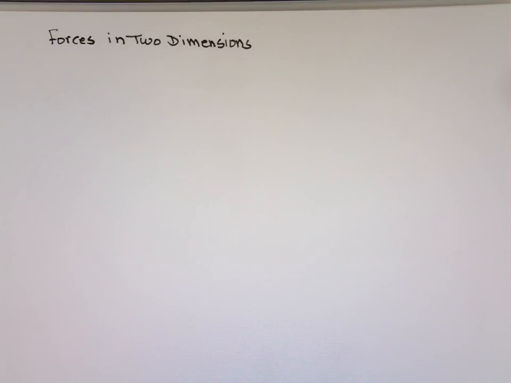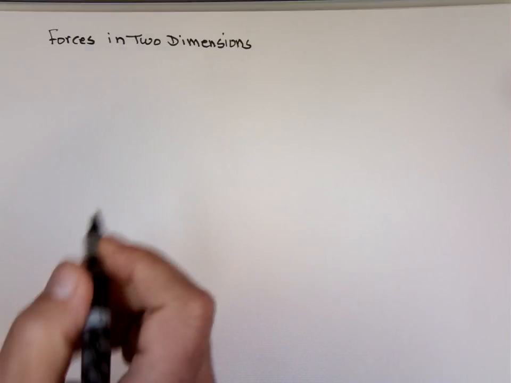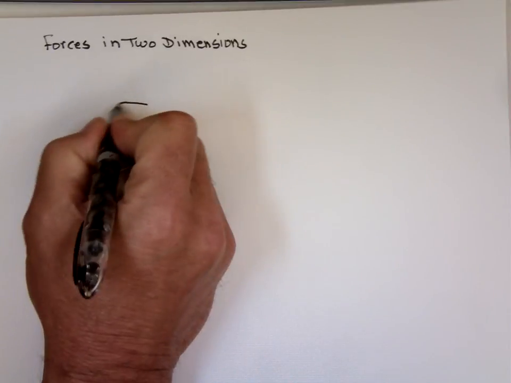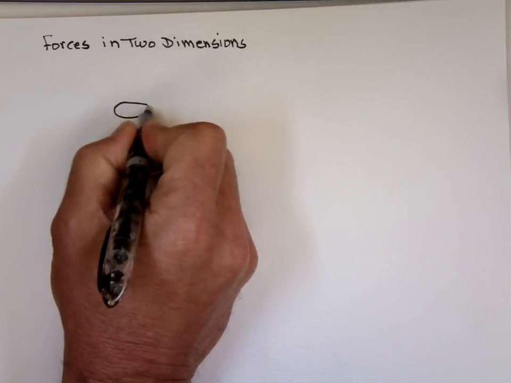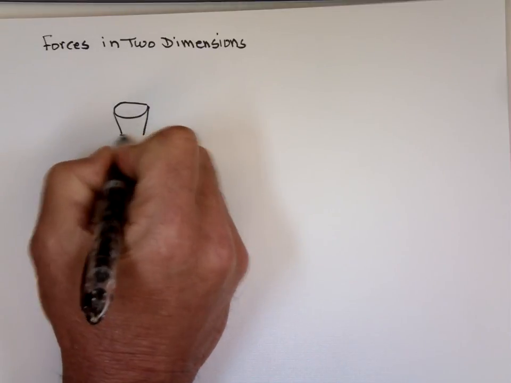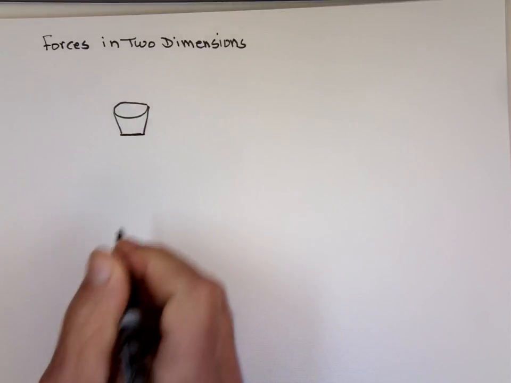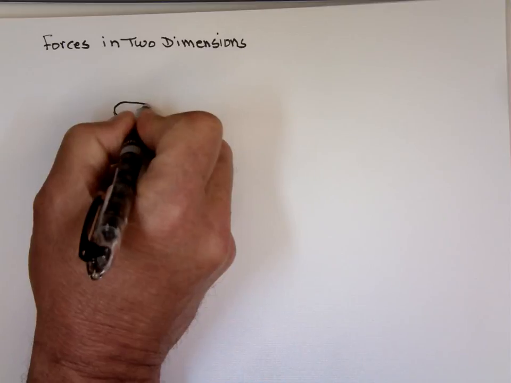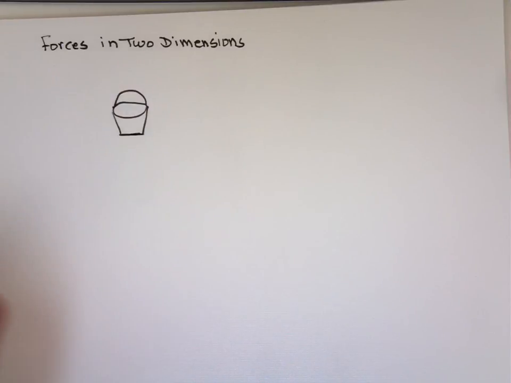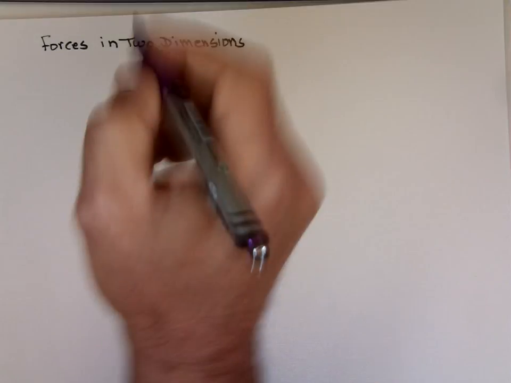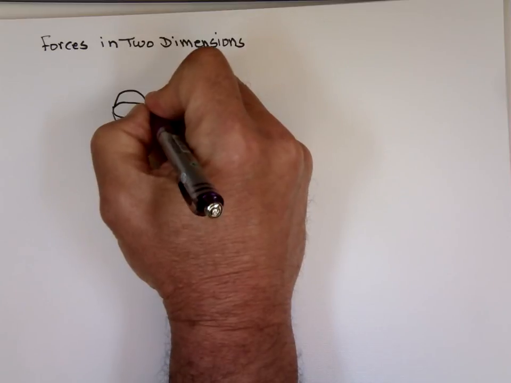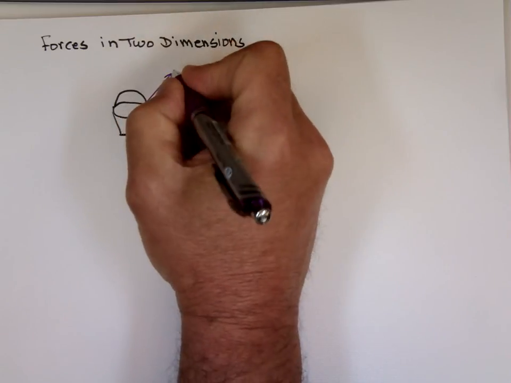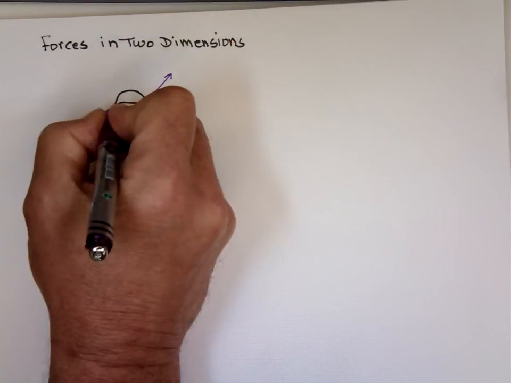Let's say we have a pail of water here. It looks like this. It has a handle on it. There's the handle. And we got two people lifting that pail of water. We have one person in this direction and one person in that direction.